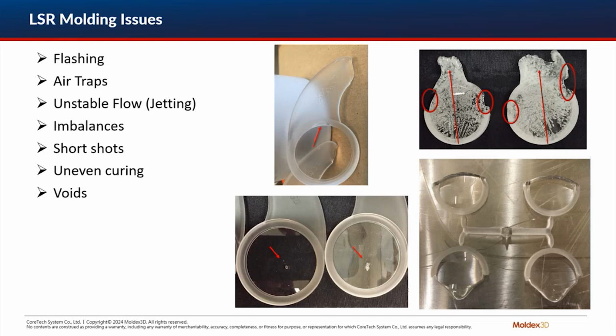And these are the typical problems that we see in LSR world. Flashing is one of them. Air traps, unstable flow or jetting, where material just shoots from the gate. Imbalances, the viscosity of these materials is lower, so we tend to see some imbalances. Sometimes short shots. Uneven curing. Certain areas curing faster, certain areas curing late. Sometimes we run into voids.